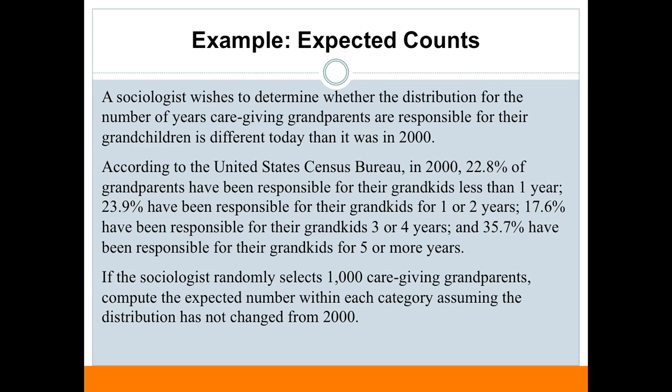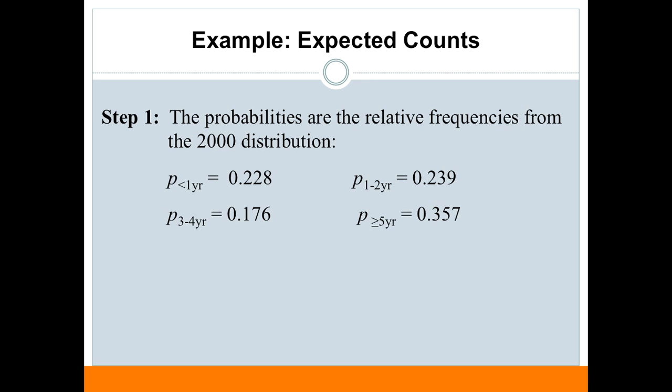So this is out of caregiving grandparents, not grandparents in general, but just the ones who are actually the caregivers. So if sociologists randomly select 1,000 of these caregiving grandparents, we want to compute the expected number that we would get in each category, assuming that the distribution hasn't changed since the year 2000.